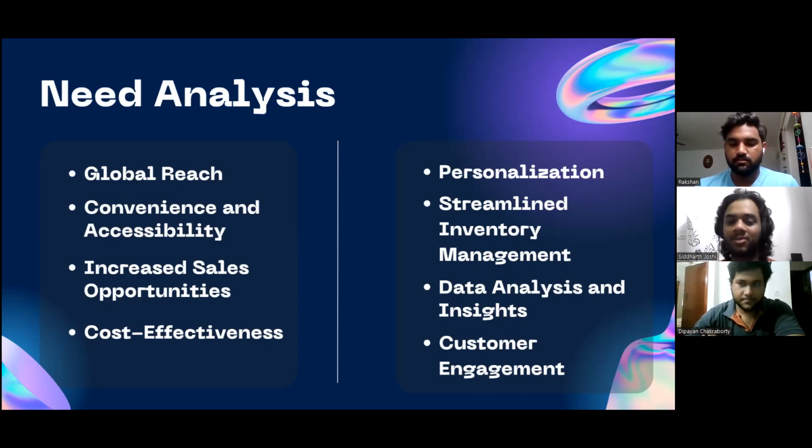And last but not the least, you have customer engagement, which is enhanced through UX and UI designs. So moving on to the next slide.